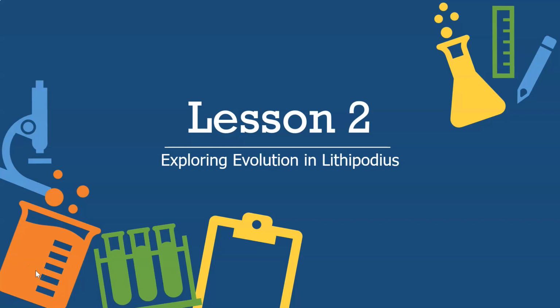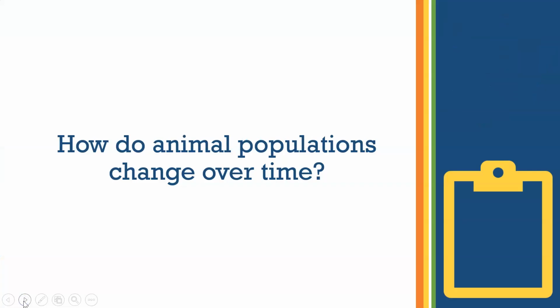Welcome back, Science 7, to Lesson 2 of our Distance Learning series. Today, we're going to think about our driving question from yesterday and start to figure out how populations of organisms can change or evolve over time. This process is called natural selection.